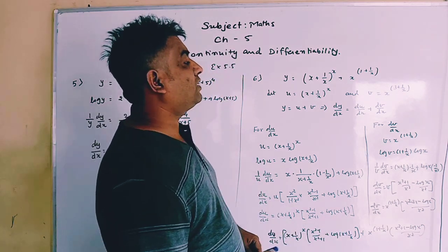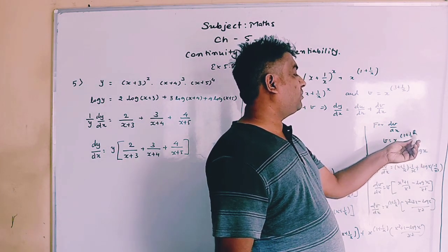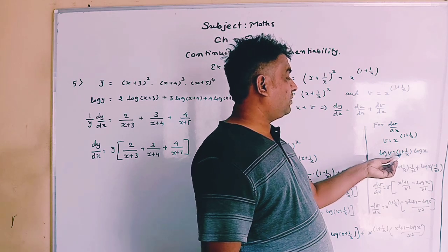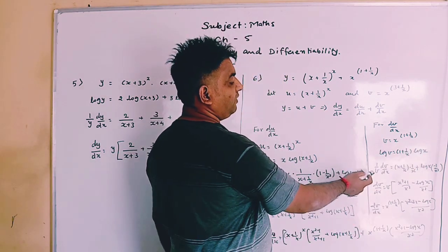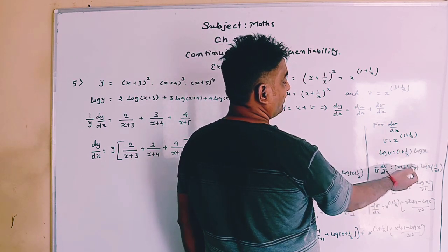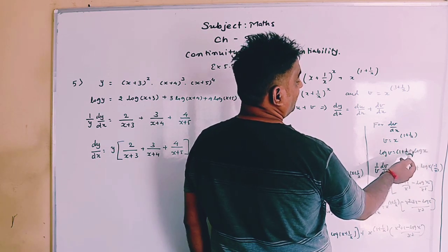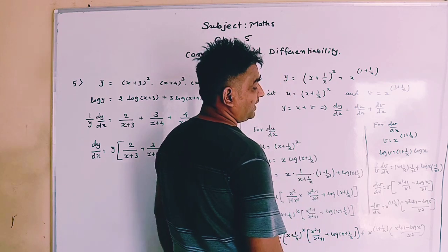Now similarly for dy by dx, we find b equals x raised to 1 plus 1 upon x. So we apply the log, then log b equals 1 plus 1 by x into log x. So it will be 1 by b db by dx equals x plus 1 by x as it is, log x differentiation 1 by x, log x as it is, x differentiation 0, and 1 by x differentiation is minus 1 by x square.